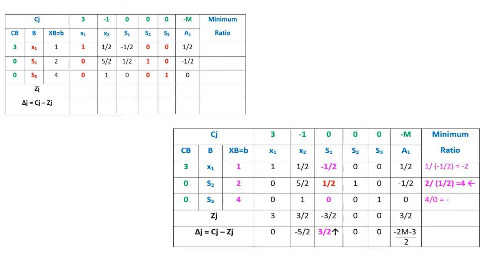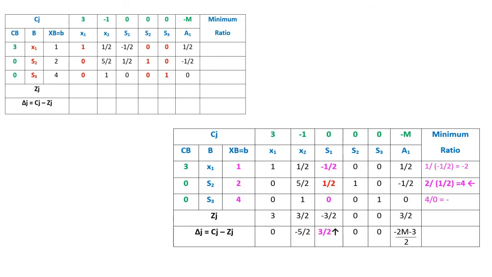Now the next value that we have to calculate is delta J, that is Cj minus Zj. Again for that you have to consider the first value of Cj and the corresponding first value of Zj, that is 3 minus 3. So the first value of delta J is 0. The next value is minus 1 minus 3 by 2, so you will get minus 5 by 2. Same way calculate the other values of delta J. Now the delta J values are 0, minus 5 by 2, 3 by 2, 0, 0, minus 2M, minus 3 by 2.